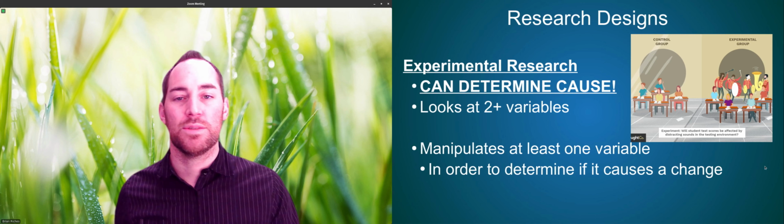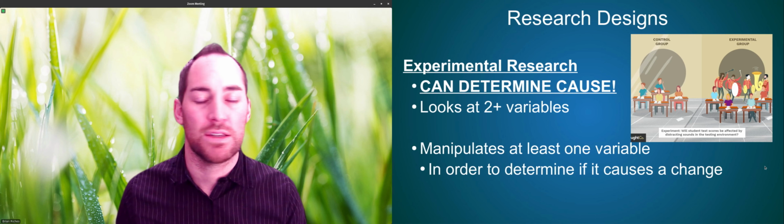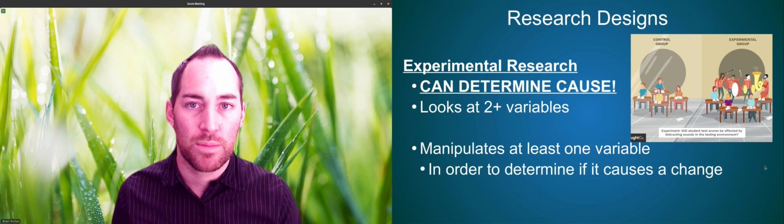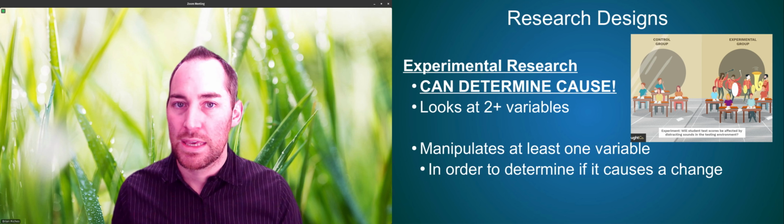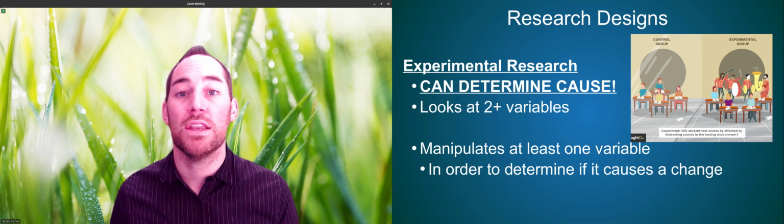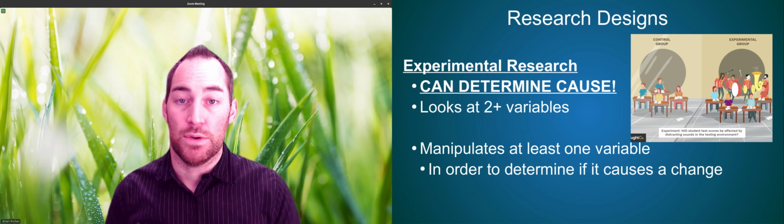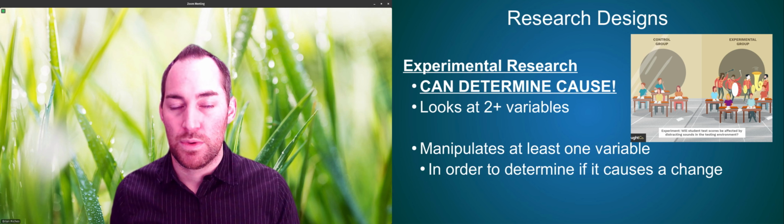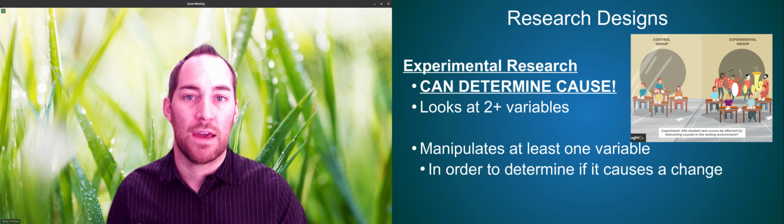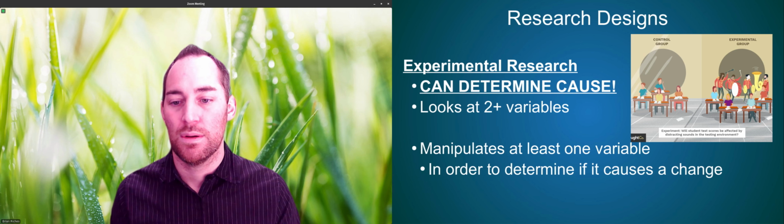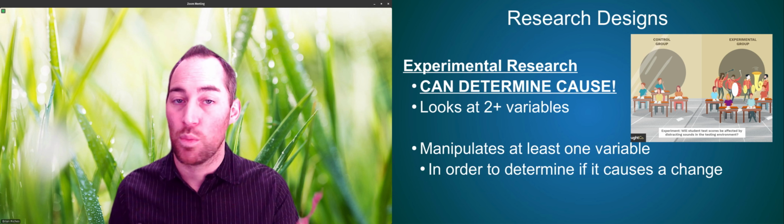All right, so let's move on to experimental research designs. We're not going to talk about every single possible one, but I'll mention a few. The big key here with experimental research is you can determine cause. So if you think variable A causes B, do an experiment. Make sure. So you need at least 2 variables. You can have lots more though, but at least 2, and you need to manipulate at least 1 variable.